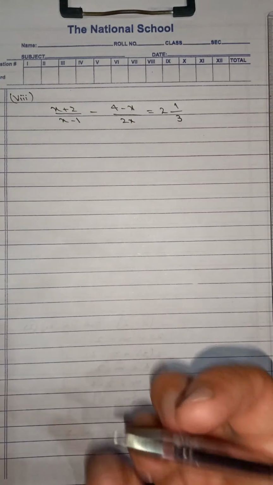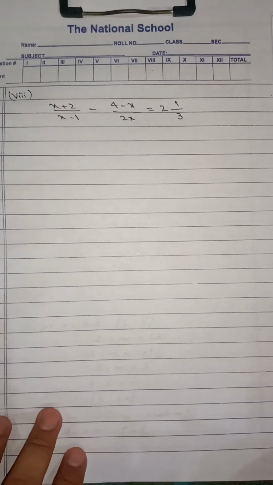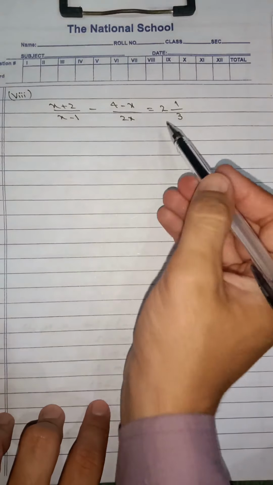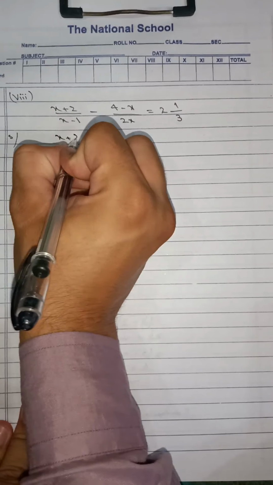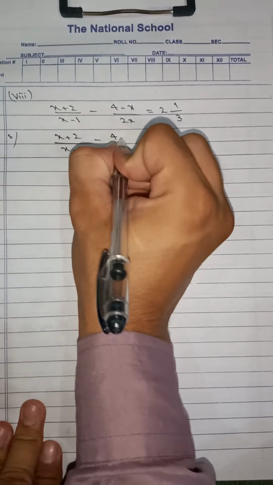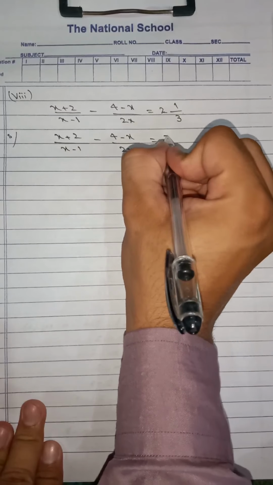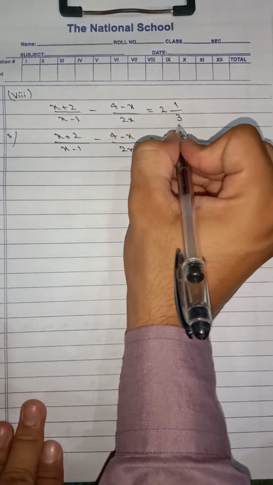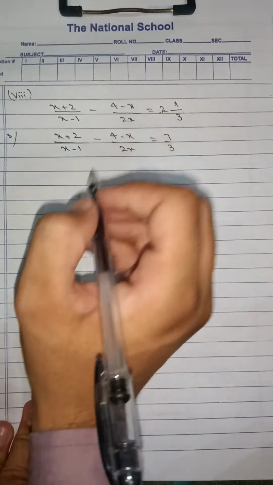x plus 2 over x minus 1 is a rational fraction. Minus 4 minus x over 2x is also a rational fraction, because it has polynomials in the denominator and the numerator, and it is a mixed number. So solution, x plus 2 over x minus 1 minus 4 minus x over 2x equals 7 over 3. To express a mixed number as a fraction, we multiply 3 by 2 is 6, 6 plus 1 is 7, over 3.